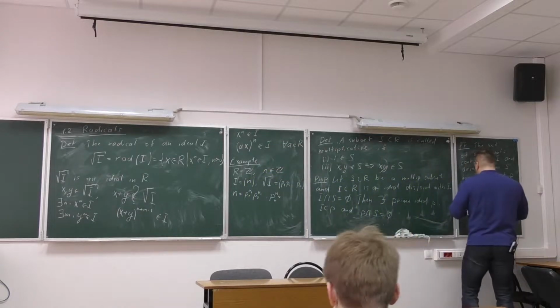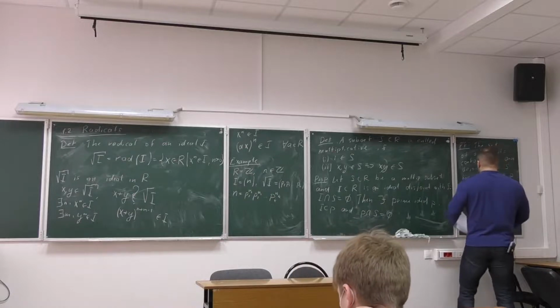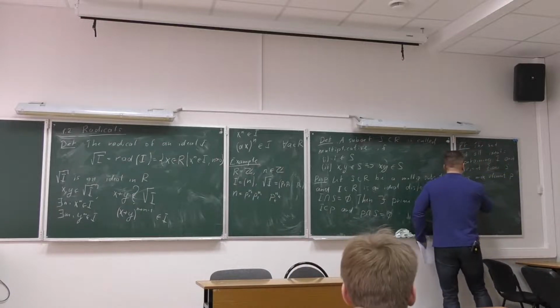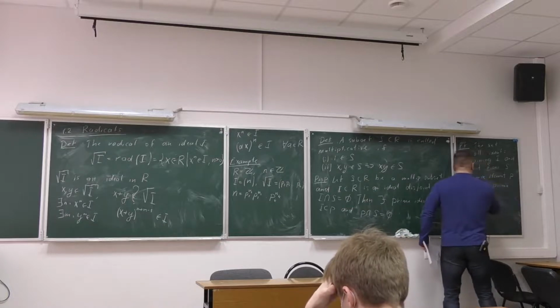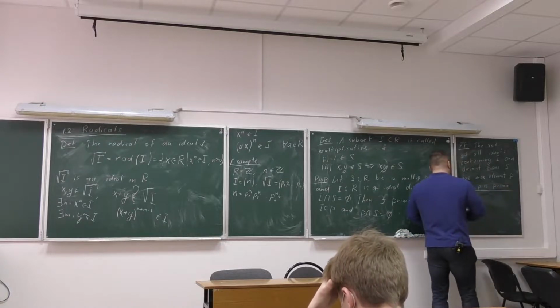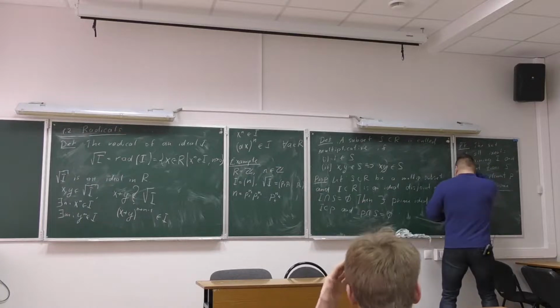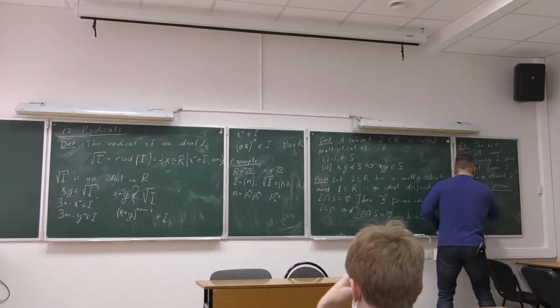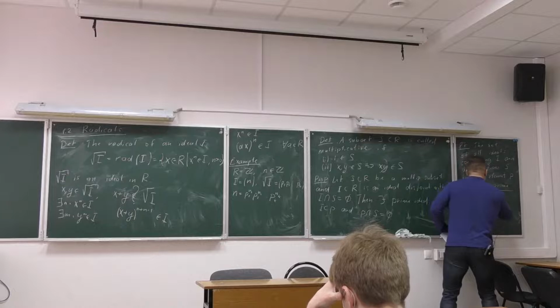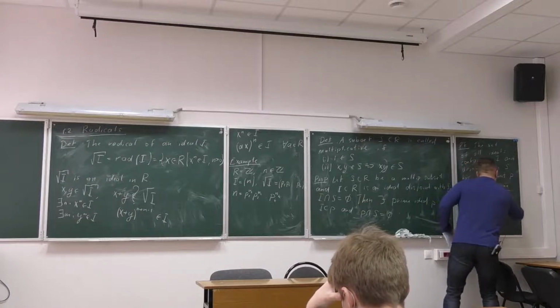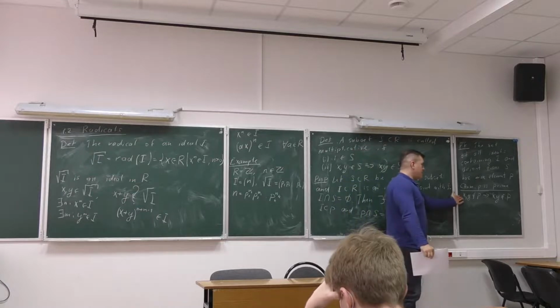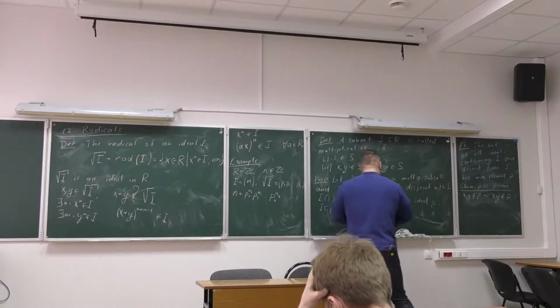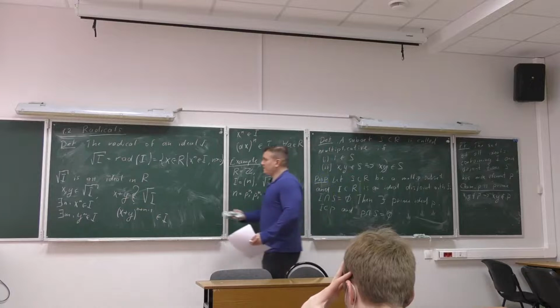Okay, so I need to show that P is prime. So, claim: P is prime. In other words, I want to show the following. If I have two elements x and y which are not in P, then the product is not in P. Clearly this condition is equivalent to the definition of a prime ideal. So let's show this.